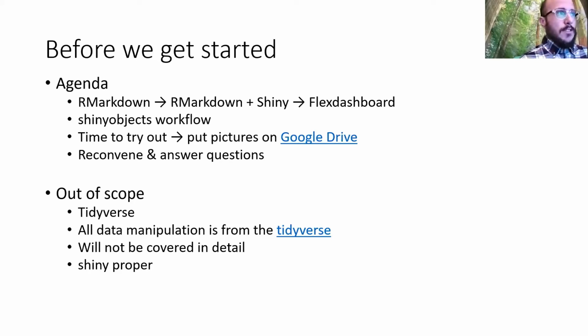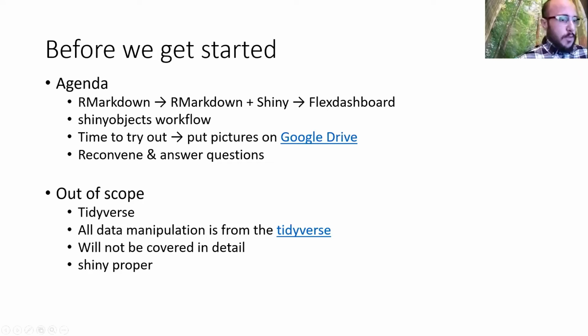So when I say Shiny proper, that's kind of like that app development, that dual script of the UI and app and server scripts. I'm not really going to go into that at all. I'm just going to describe how to implement Shiny on an R Markdown document and how you can turn that into a Flex dashboard.